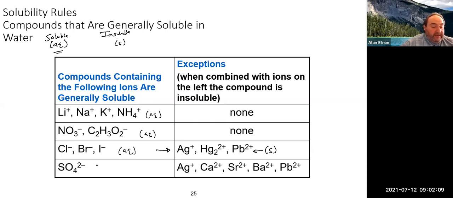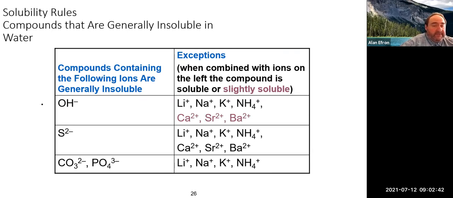Sulfate is soluble in everything except these. So if you have sulfate with silver, calcium, strontium, barium, or lead, it would not be soluble, but would end up being insoluble and would make a solid at that point. So these are some rules that help us understand things that are typically going to be soluble, and some things that can be insoluble. Any questions on that?